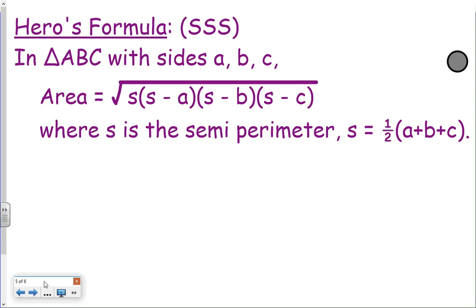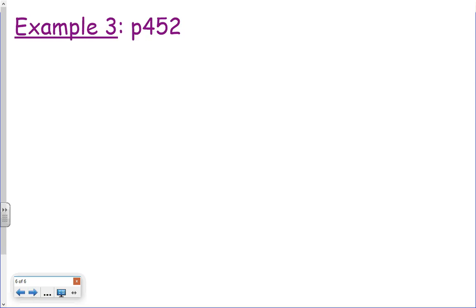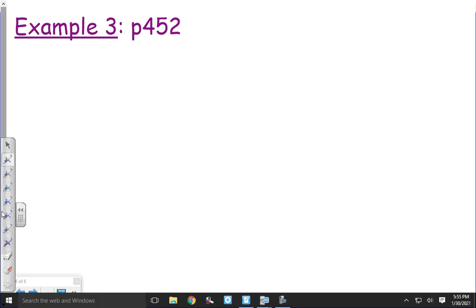Well, in fact, that's what the next example here is going to ask us to do. Example 3 there on page 452. It says there, find the area of triangle JDH from example number 2, but this time using Hero's formula. And of course, we want to confirm that, in fact, we get the same result. We better get the same result between the two. Shouldn't matter which method I use to find area, I should get the same answer both ways. So let's check that out.